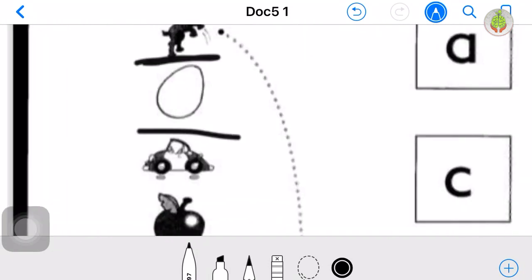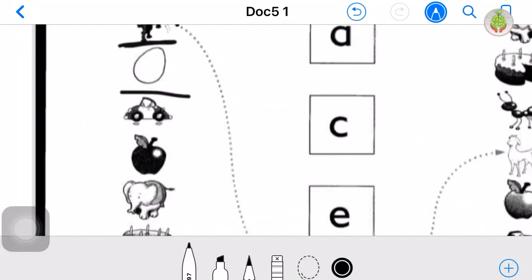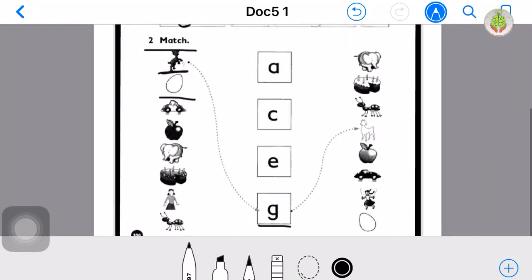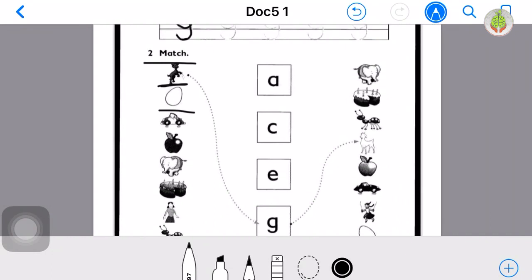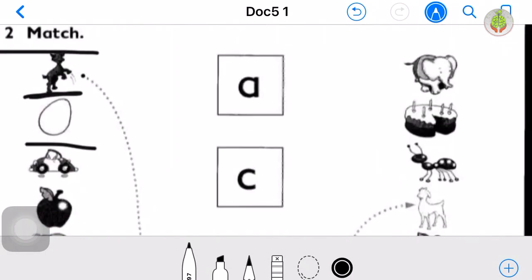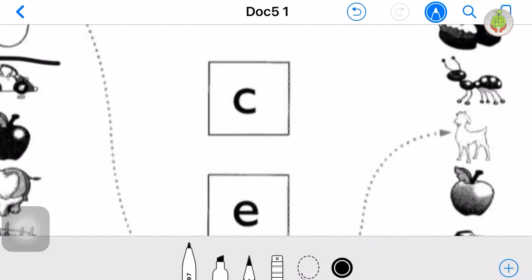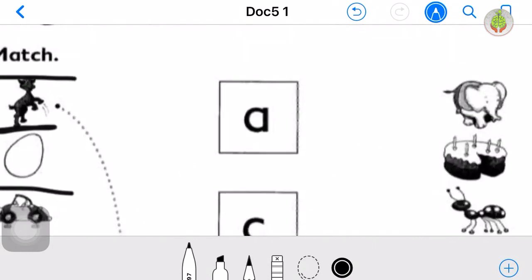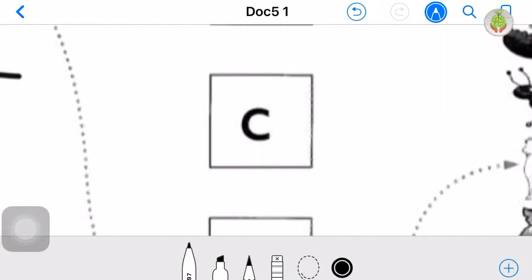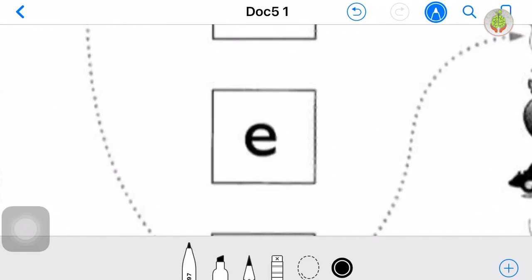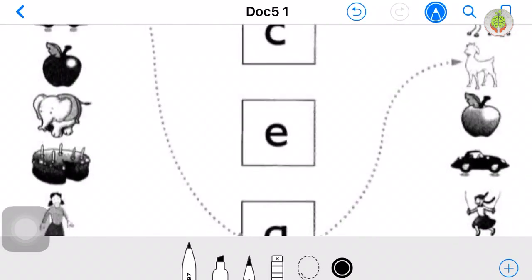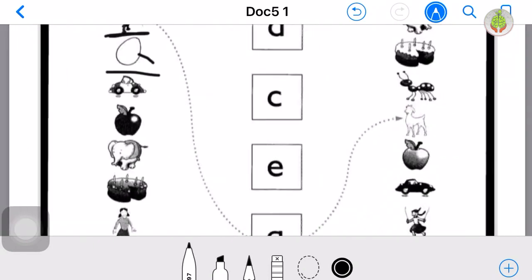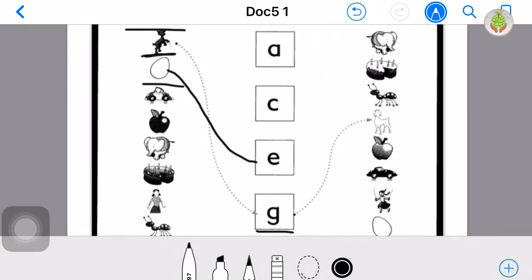Next, what do we have here? Here we have egg. Which letter gives me this sound? أي حرف يعطيني هذا الصوت? Is it A? No. C? What's the sound of the letter A? It's A. While C, K. E. Yes. So we're going to match the egg with the E. It starts with the letter E. Egg. Eh, eh.